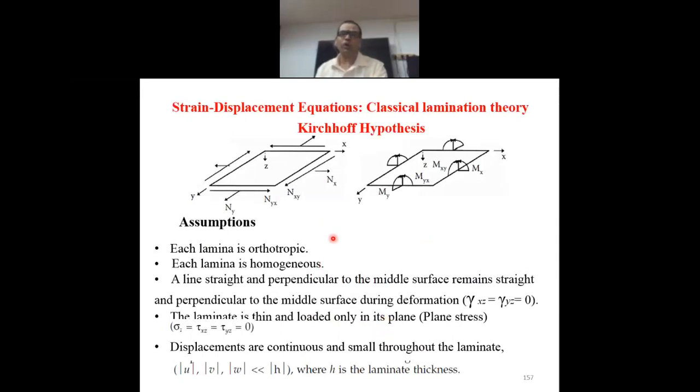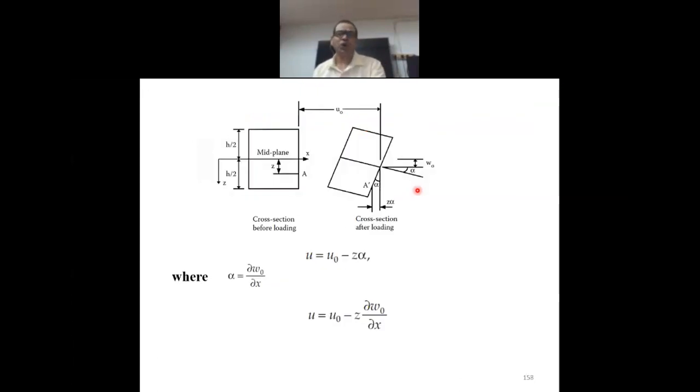So I will just quickly go through. Since it is two dimensions, there are 3 forces. Nx and Ny are the axial forces, and Nxy is the shear force. Similarly, Mx and My are the axial moments, and Mxy and Myx are the shear moments.